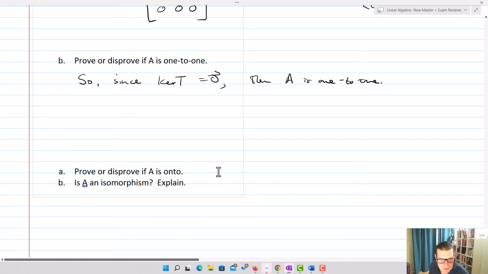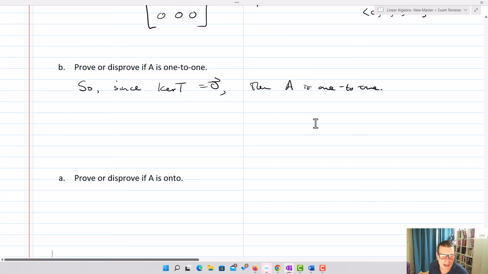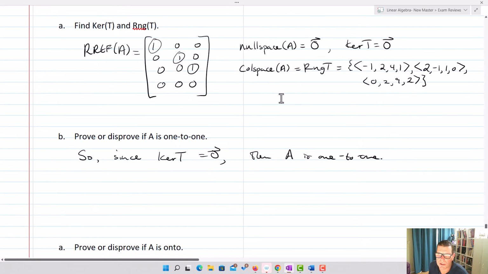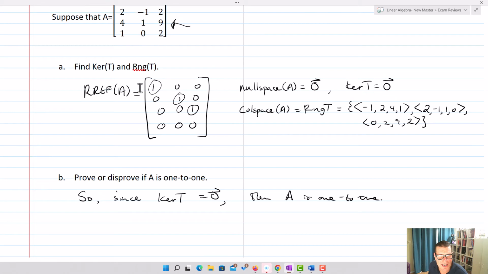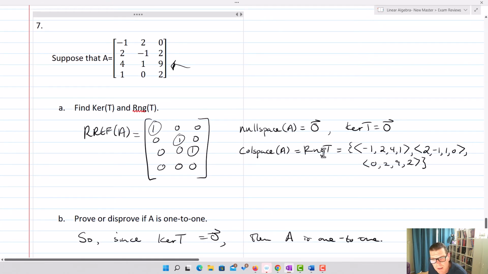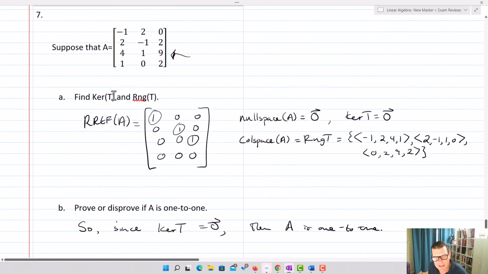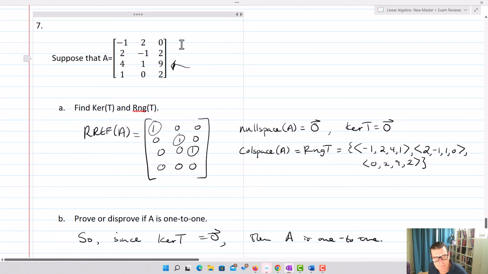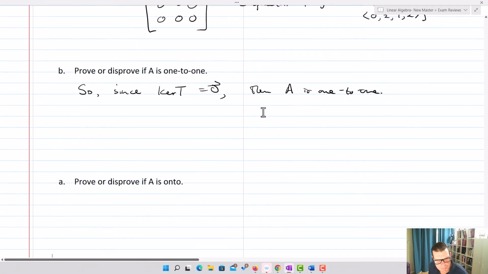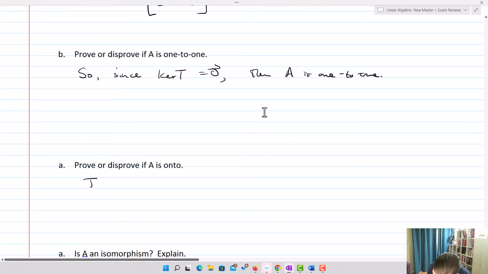And then if we want to prove or disprove that A is onto, we need to know that the range of T is equal to, in this case, R4, because A is going to take us from R3 into R4. So T goes from R3 into R4.